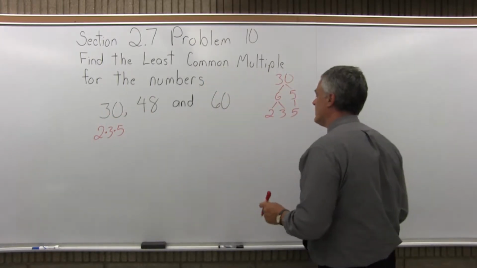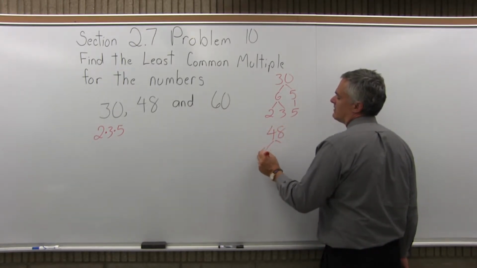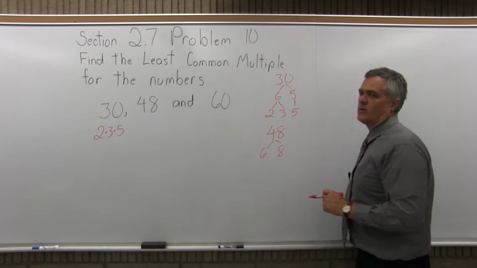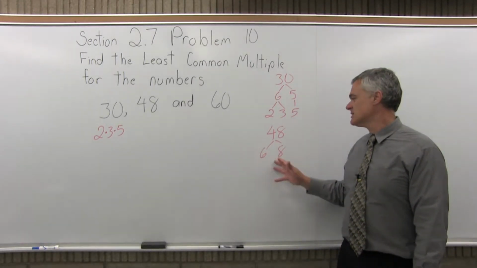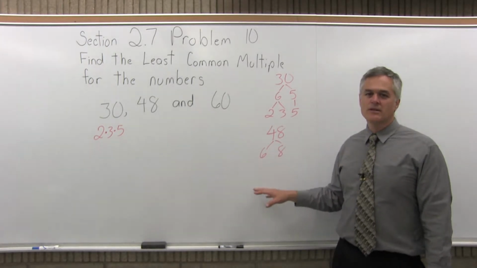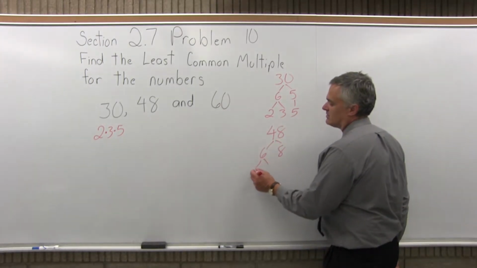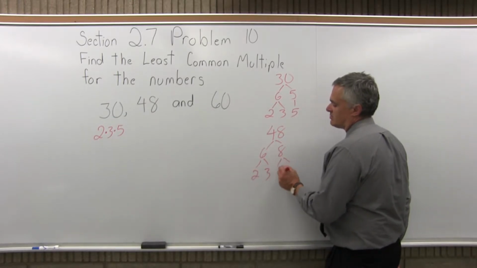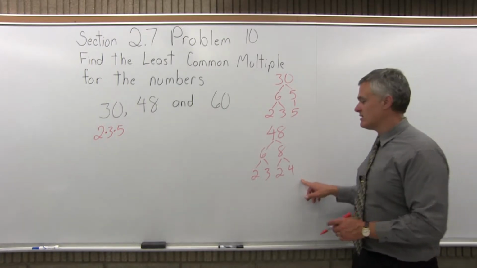And now 48. Do the prime factorization for that. And again, there's many, many ways to multiply and make a 48. The first thing that pops into my mind is 6 times 8. And again, if you see something different, just go with that. In the end, you'll wind up with the same primes. The 6 can split again into 2 times 3. The 8 can split into 2 times 4.